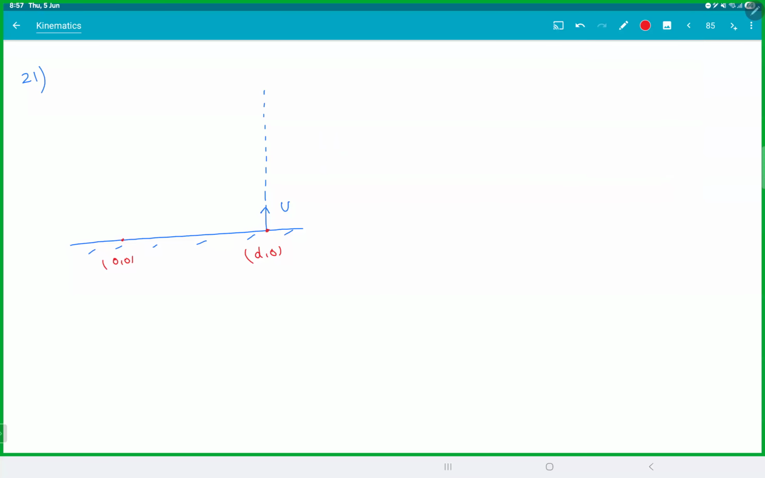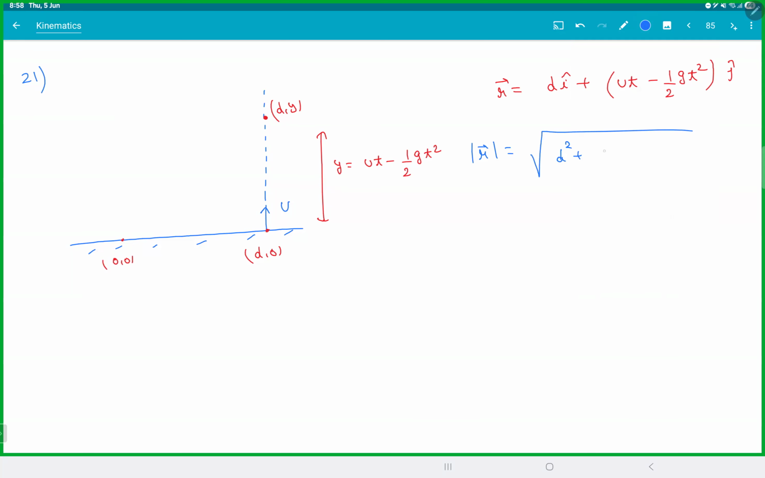See the position vector part. After time t, you will reach some height here, y coordinate, which is ut minus half gt square. So this coordinate will be (d, y). Therefore, your position vector r bar will be d i cap plus (ut minus half gt square) j cap. Now what I asked you is mod r bar. So mod r bar will be root over d square plus (ut minus half gt square) whole square. This is your mod r bar.